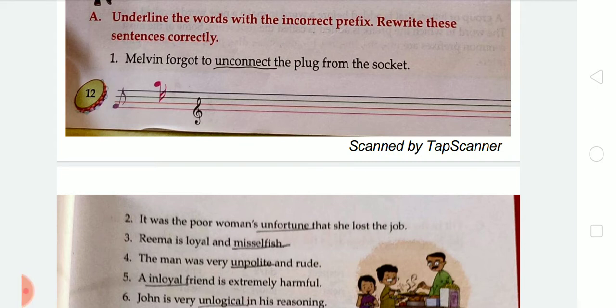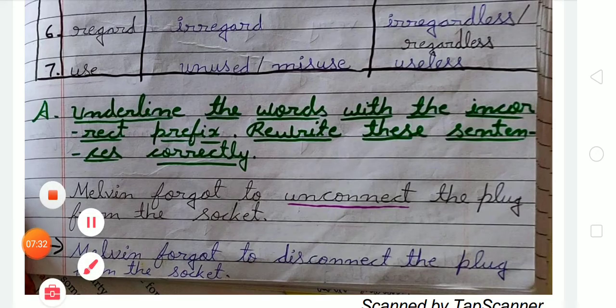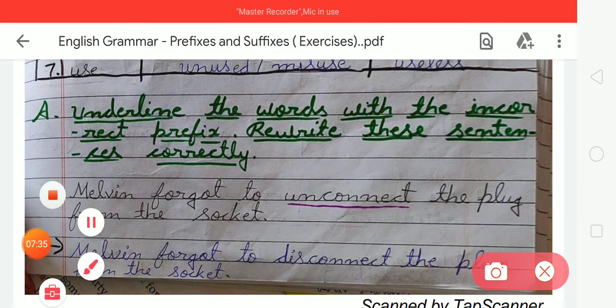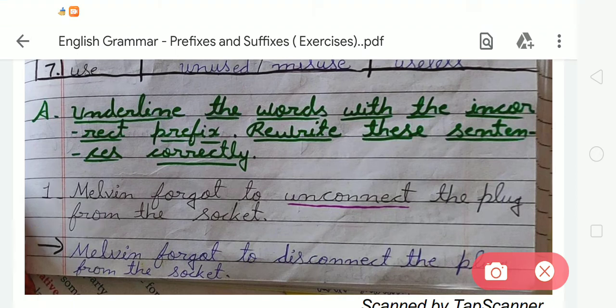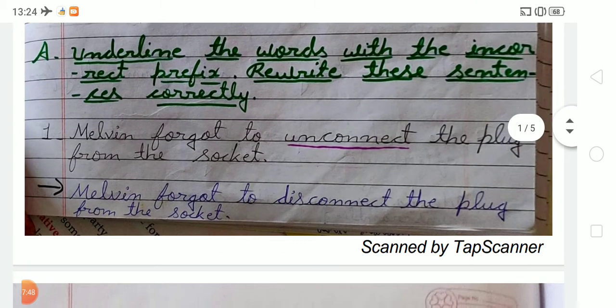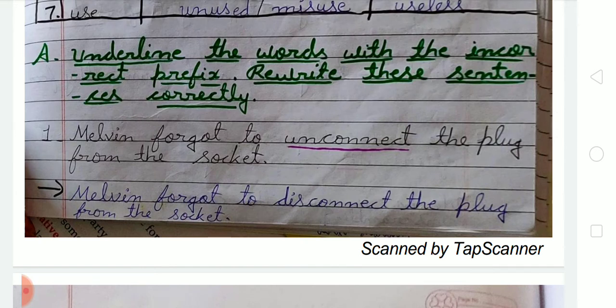So dear student, you have to write this given exercise in your notebook with good handwriting. So let's start the writing. First of all you have to mention the date of today, and after that start the writing. So dear student, first of all you have to write the given heading, underline the words with the incorrect prefix to rewrite these sentences. So student, the first is Melvin forgot to unconnect the plug from the socket. So you have to underline the word unconnect, and after that we have to rewrite this given sentence like this. Melvin forgot to disconnect the plug from the socket.